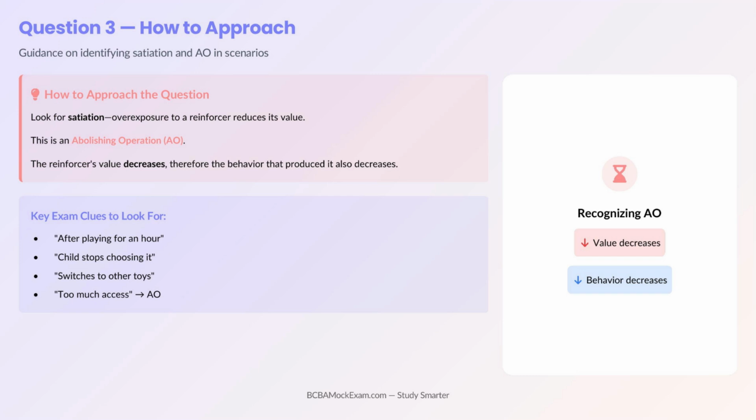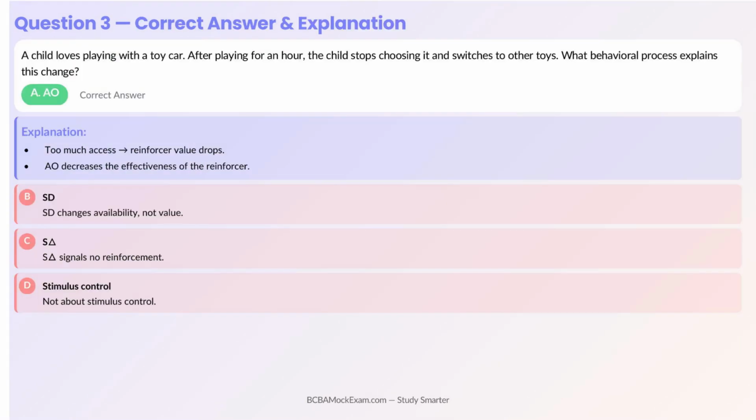These point directly toward reduced value and reduced responding, which is the hallmark of an AO. The correct answer is AO. Overconsumption decreases the value of the toy car and reduces the behavior of choosing it.